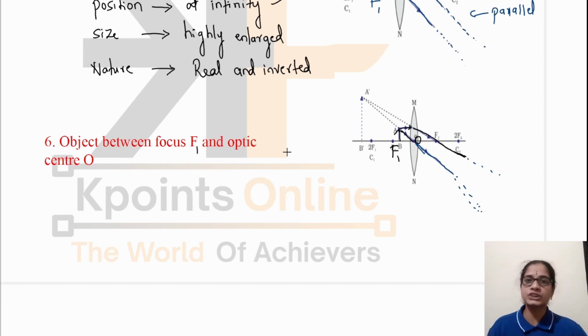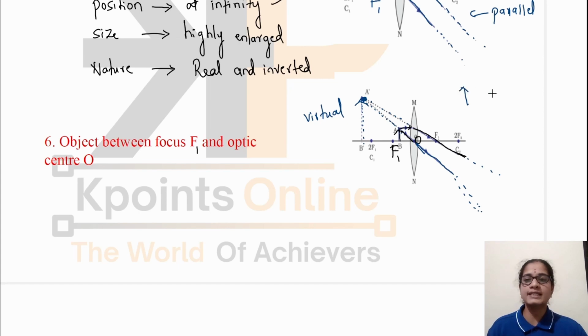So how do we find the position of the image then? You can see here. These two rays appear to diverge from this point. They are appearing as if they are going to meet here. Actually, they are not meeting here, but they appear to meet at this point. Because of which we will say the image is formed here, which is a virtual image. Because actually the rays are not meeting, they are appearing to meet here. So we call it a virtual image. How is this image? What is the size of this image? It is enlarged when compared to the object. And what is the nature of the image? It is virtual and erect.